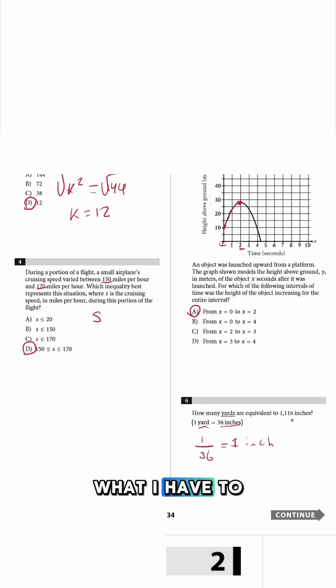So basically, what I have to do here is take the amount of inches that I have and divide by 36. So I'm going to do that really quickly on a calculator. If I do 1,116 divided by 36, I'm going to get 31 yards. And this is going to be your answer. Remember, in the free response, you just answer the number, of course.